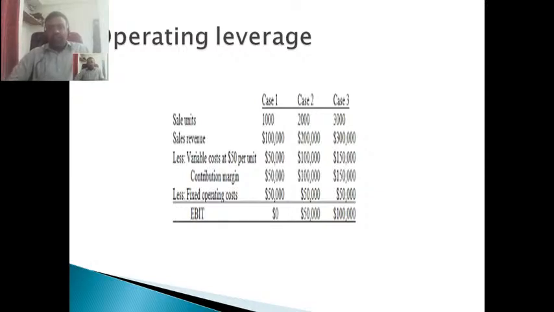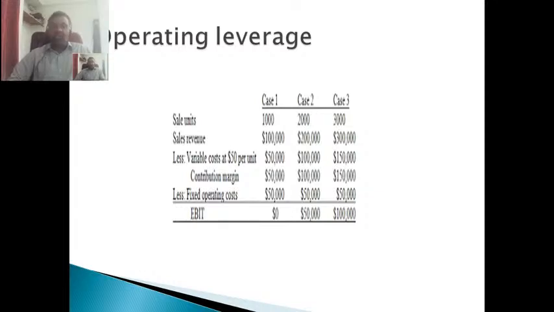Operating leverage. We have seen what fixed cost and variable cost are. I will revise again. Fixed cost is irrespective of your sales. You have to pay those charges. Like if you have started your store, it is a rented shop. So irrespective of whatever level of your business is, you have to pay rent for that business.